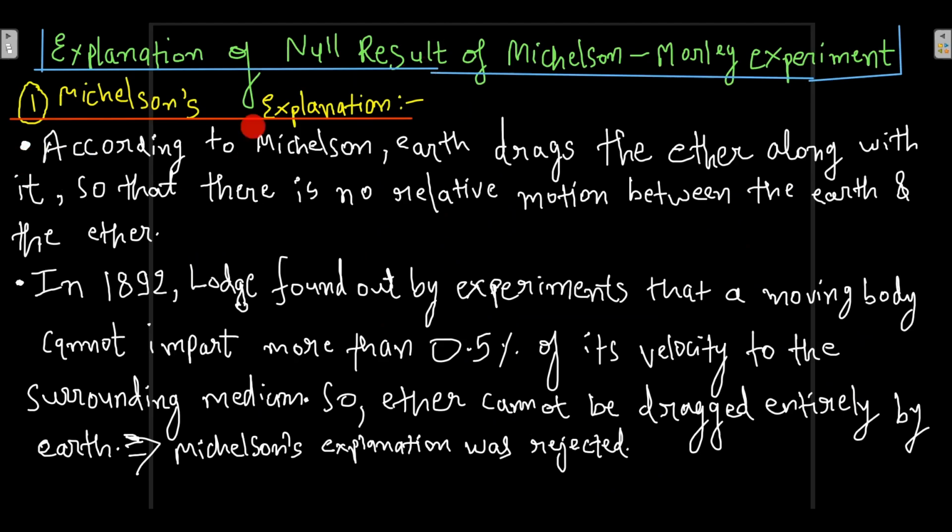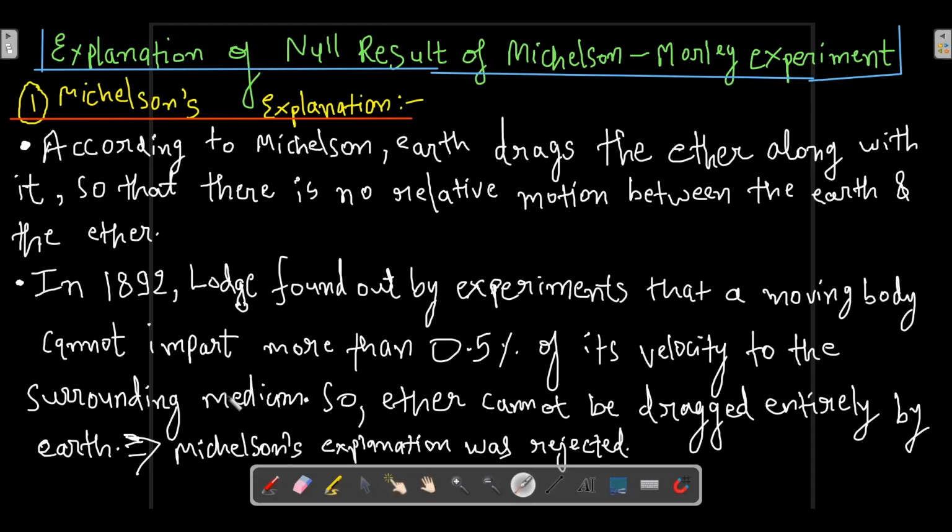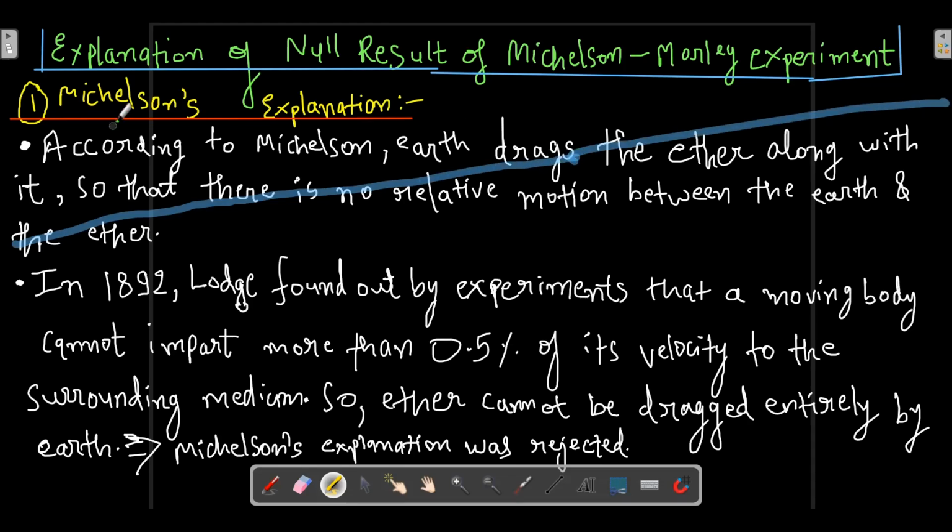So this explanation of Michelson, that earth drags the ether along with it, is wrong. This particular explanation from here till here is a wrong explanation. This is what Lodge proved.